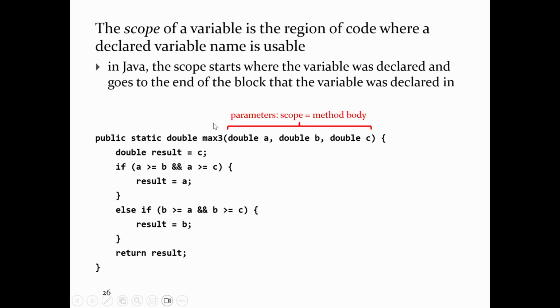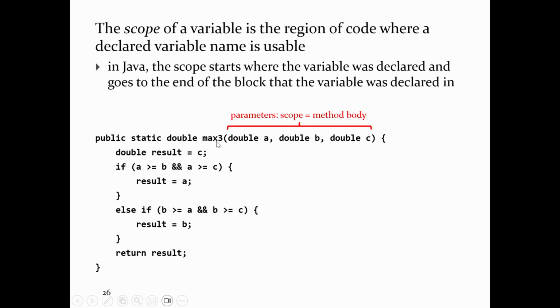In Java and Python, you're worried about the scope of a variable. So this is a good time to explain how scope affects where you declare variables and where you assign to them. If you have not heard the term scope, scope is simply the region of code where a variable name is usable, so where you're allowed to use a variable name without error. In Java, the scope starts where the variable was declared, so you have to declare the variable first, and it goes to the end of the block in which the variable was declared.